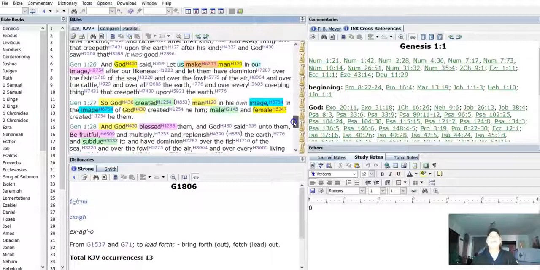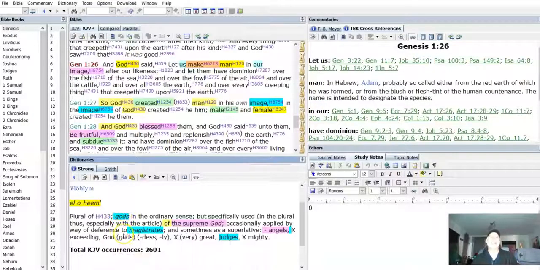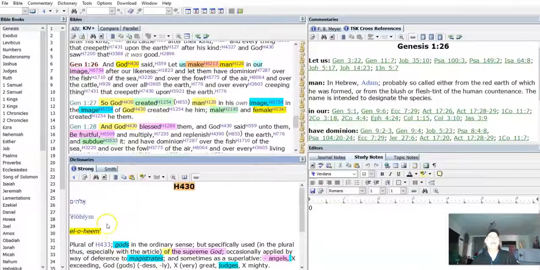All the way down here. And Elohim, that's Satan and the fallen angels, that's Satan and his crew. Elohim said, let us create man, let us make man, Hebrew word 120, in our image. The word for God right here, Hebrew word 430, is Elohim. It means gods, of the supreme God, angels and judges.